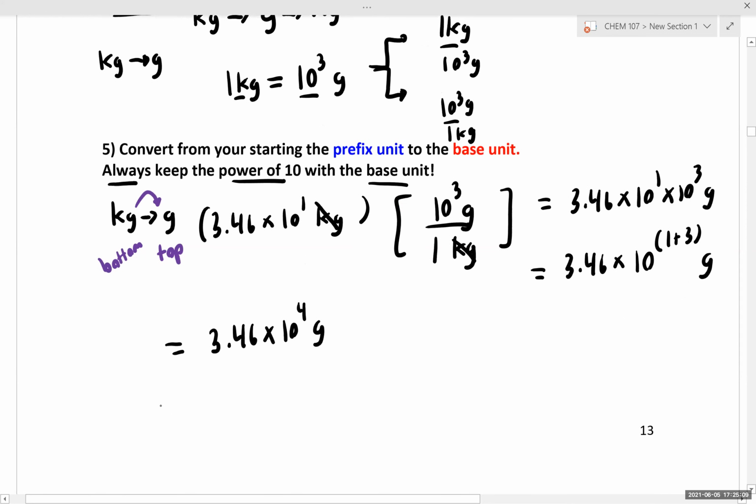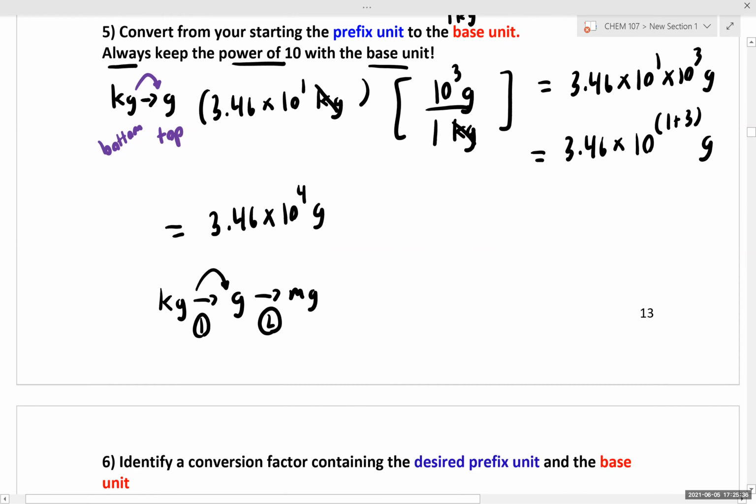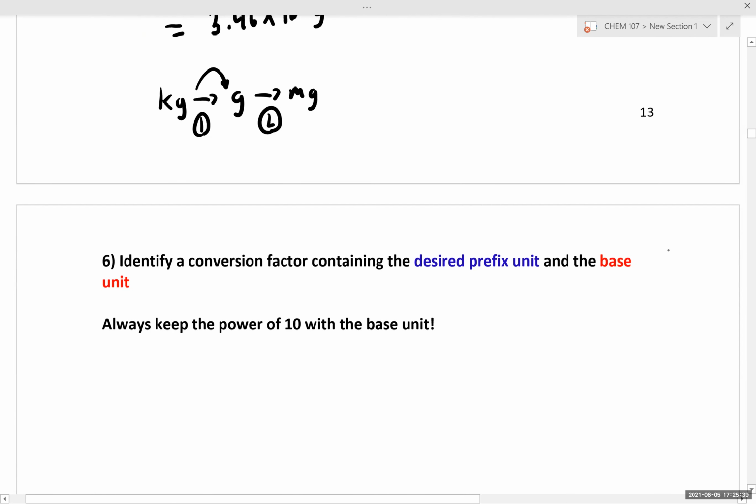Okay, so let's make sure that we're still on the same page here. We went from kilograms to grams, and we want to get to milligrams. So we've identified our base unit, we've reached our base unit, and we've converted to our base unit using our unit conversion factor. Now let's think about the second step for our unit conversion map. So we have 3.46 times 10 to the 4th grams. We went from kilograms to grams, and now we want to go to milligrams.